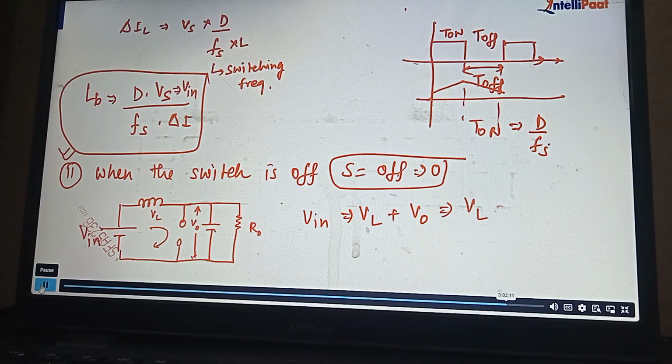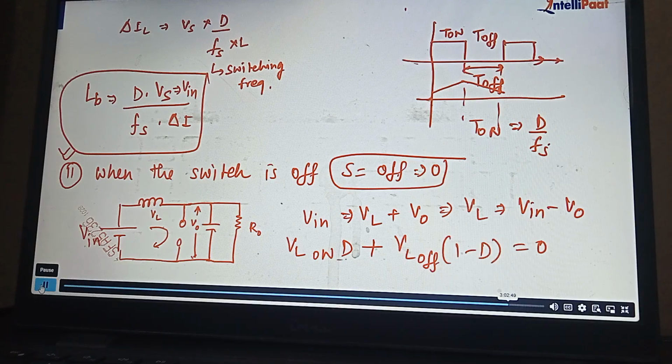Now you can calculate the value of the inductor voltage. So VL will be V input minus V naught. When this inductor is on, VL is charging and discharging, because for some time it is charged and for some time it is discharged. Let's suppose VL on into D, so the inductor is charged, and VL off, so the inductor is discharged for a duty cycle of 1 minus D. If it is charged for D, obviously it will be discharged for 1 minus D, because the maximum possible value of duty ratio is 1.